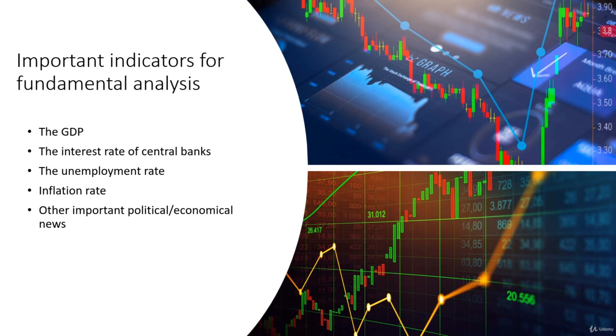Let's say, for example, something happens in the oil industry, and right now it has a problem. This also has an effect on the currency. So there are a lot of factors that can affect the value of the currency of a certain country. Once again, those are the 4 main indicators to make a good fundamental analysis and to have a good idea of whether the currency will go up or go down.